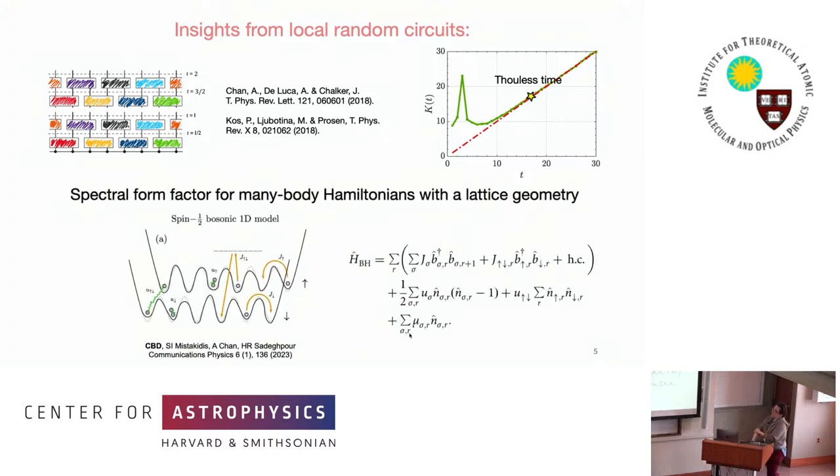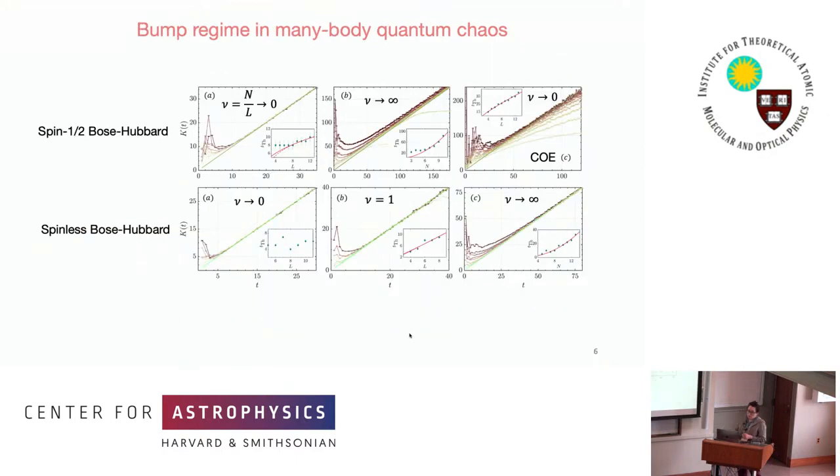Based on this, we took a few different cold atom models, more specifically the spinless and the spin-half Bose-Hubbard model, and we studied the spectrum form factor on those. What we find, regardless of the system and regardless of its symmetries, be it orthogonal or unitary ensemble, or the filling factor, is that we always saw this regime coming up. There's a Thouless time and then a bump regime beforehand.